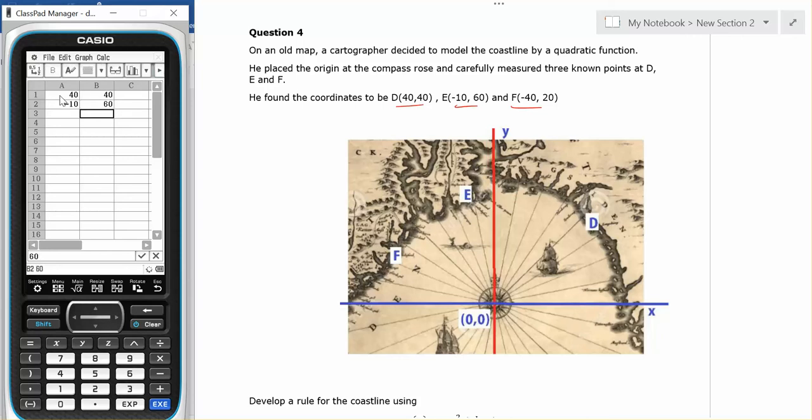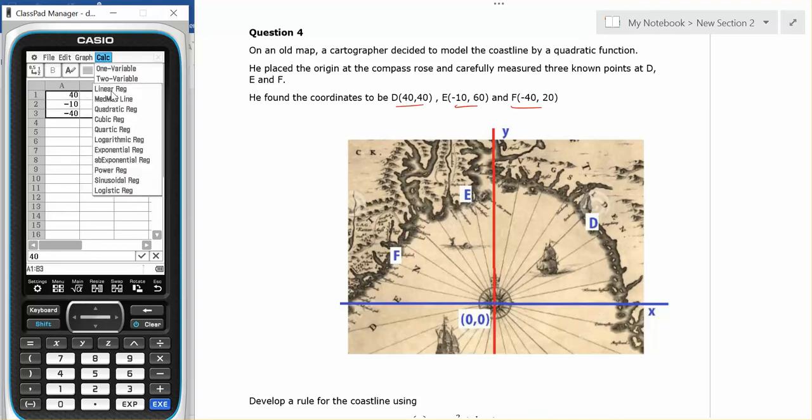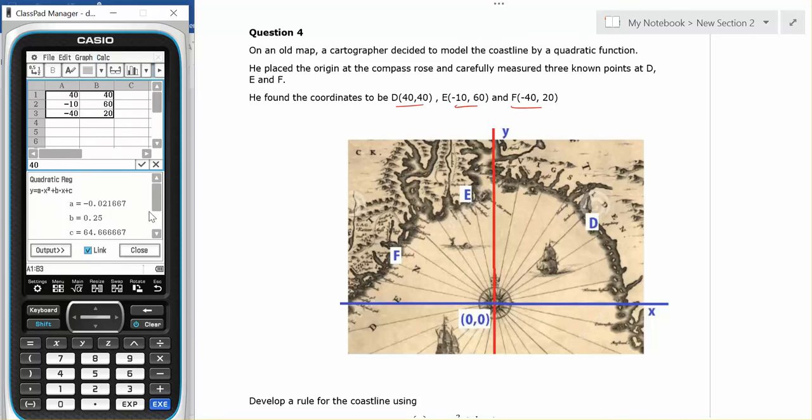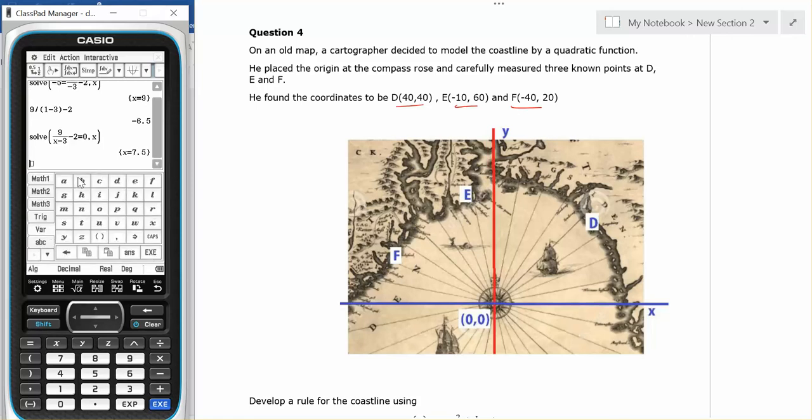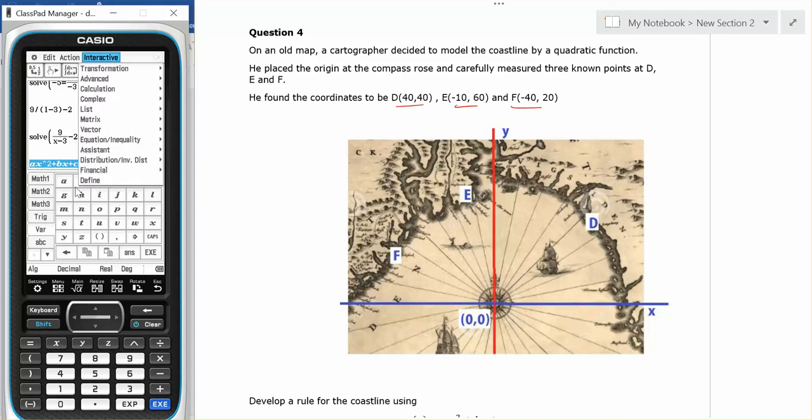60, -40, 20. Okay, so I'm going to go calc, regression, quadratic regression. Okay, as you can see, no, we can't get away with cheating. You have to sub in a model. So remember the most basic model for 3 points would be f of x equals ax squared plus bx plus c. So I'm going to just bite the bullet and go ax squared plus bx plus c. I'm going to define it. Okay, f of x, great.